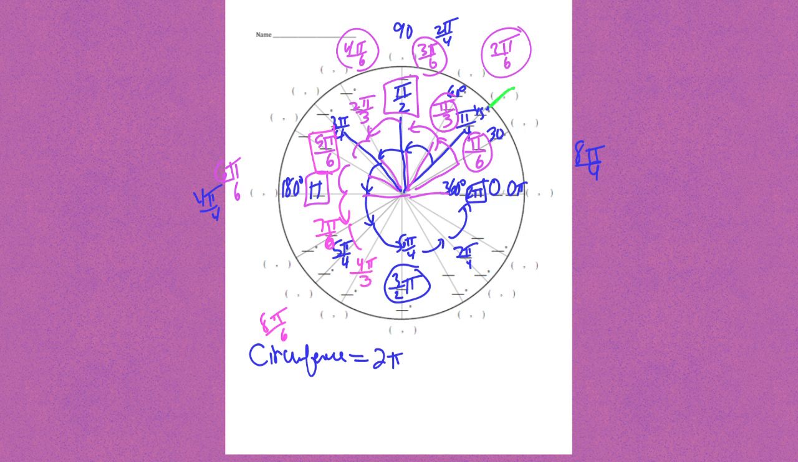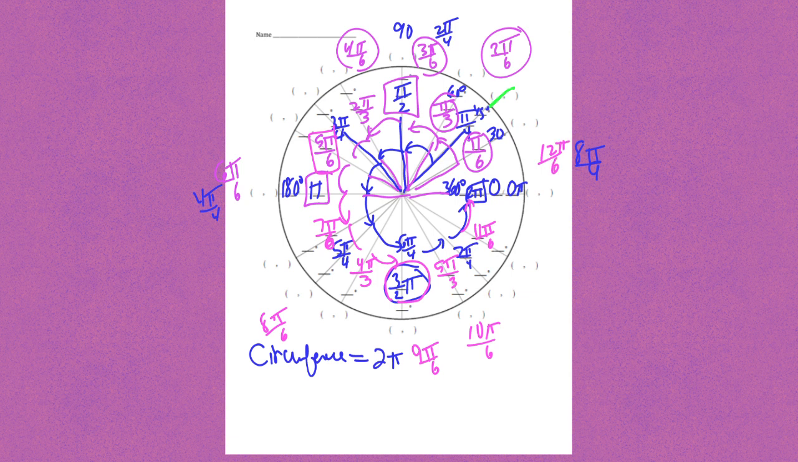And then 9 pi over 6 is down here. And that reduces to 3 pi over 2. If you go another 30 degrees, you're going to get 10 pi over 6. Let's reduce that to 5 pi over 3. If you go another 30 degrees, you're going to get 11 pi over 6. And if you go another 30 degrees, you get all the way home, you get 12 pi over 6. Okay, and 12 pi over 6 is going to be 2 pi, and that's going to be all the way around a circle.